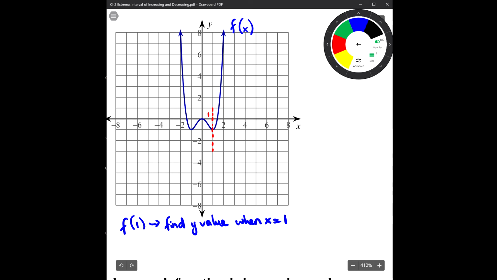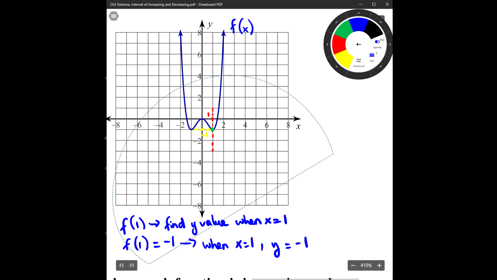Okay, so I found this green point right here. And now I try to match that green point to the y-axis to find out what the y value of this point is. And it's also -1. So going back here, I have f of 1 equals -1. What it means is when x equals 1, your y value equals -1. Alright.